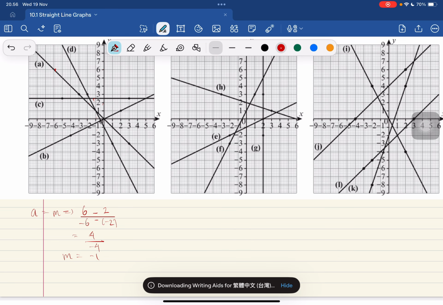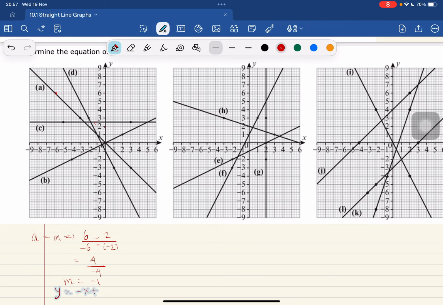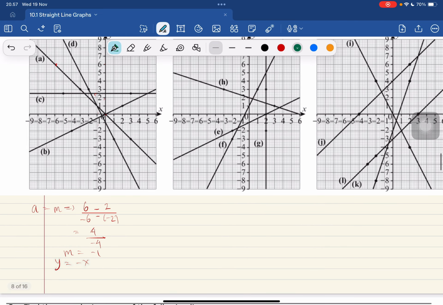So let's write it into the equation. y equals minus x plus, look at the intersection with y, which is 0. So here y equals minus x. Next for B.